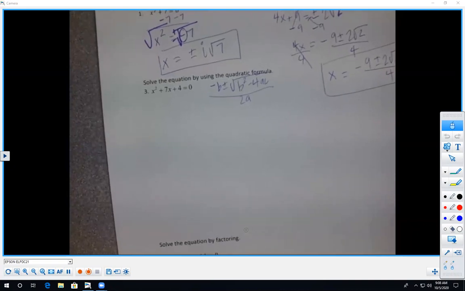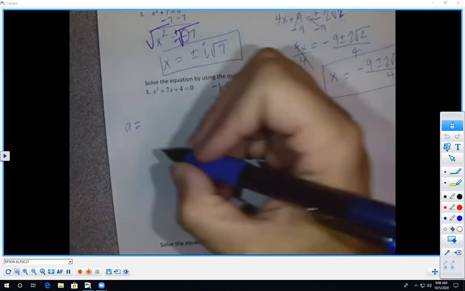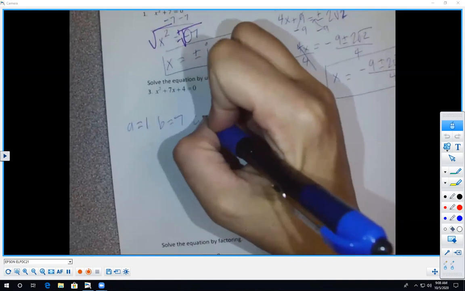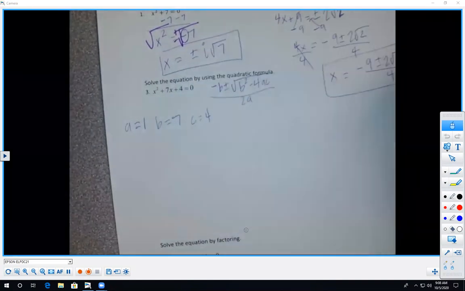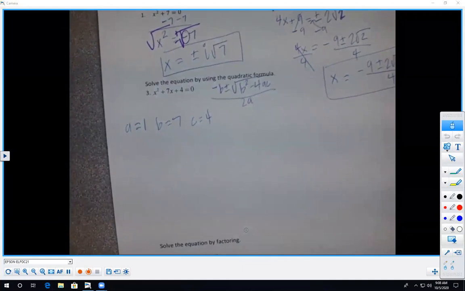Okay, so I need to write down what a, b, and c are. What's my a value here? 1. What's my b value? 7. What's my c value? 4. So I'm going to plug it in now.